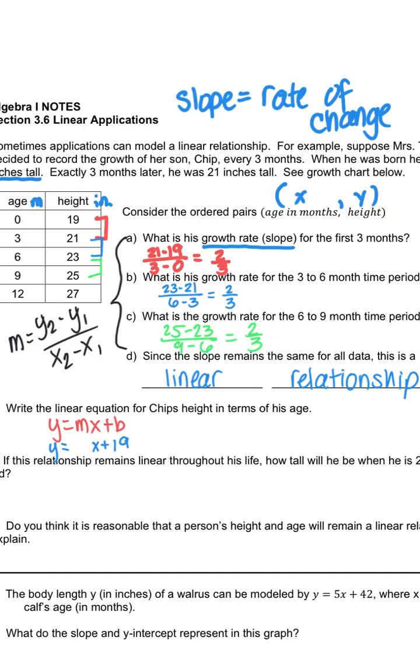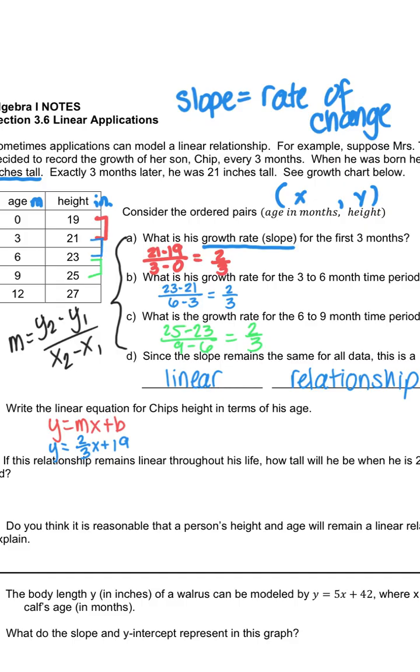And now we have to fill in our m, which is our slope. So what was our slope that we found up here? Well, you can see we found 2 over 3 for letters A, B, and C. So let's go ahead and write 2 over 3 for the slope. Let me get my marker back up. Here we go. Okay, 2 over 3.